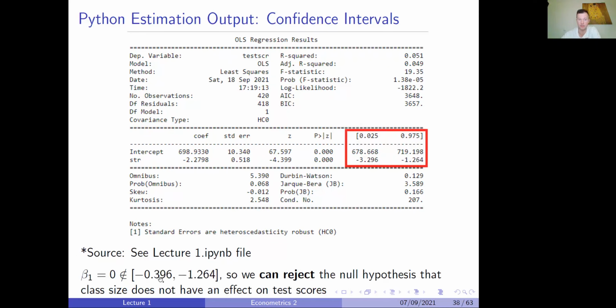Sorry, once again, there is a typo here. It must be -3296. So 0 does not belong to this confidence interval, and therefore we can reject the null hypothesis that the class size has no effect on test scores. So once again, here we must have this number, -3296.